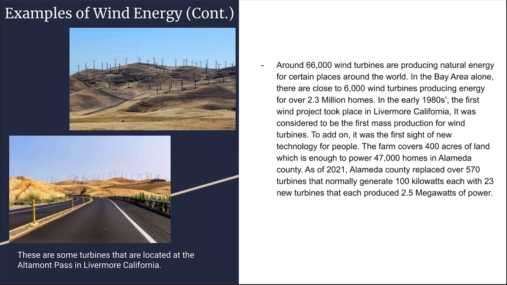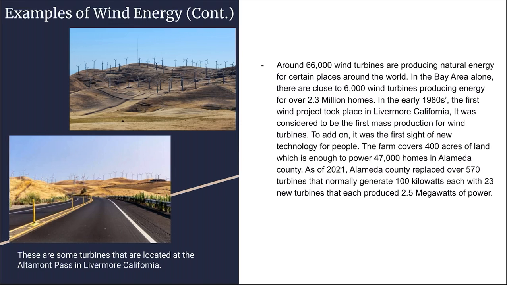Around 66,000 wind turbines are producing natural energy for certain places around the world. In the Bay Area alone, there are close to 6,000 wind turbines producing energy for over 2.3 million homes. In the early 1980s, the first wind project took place in Livermore, California. It was considered to be the first mass production of wind turbines. To add on, it was the first site of new technology for people. The farm covered 400 acres of land, which is enough to power 47,000 homes in Alameda County.